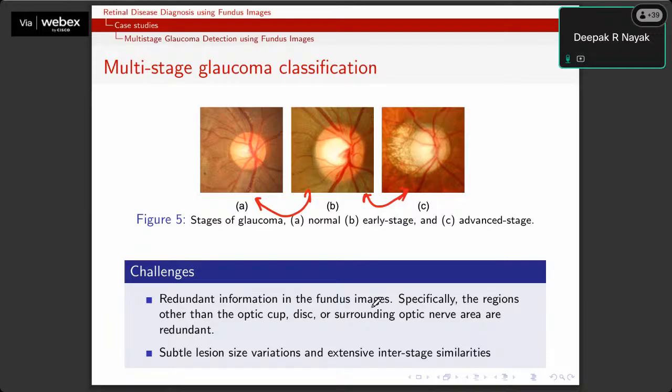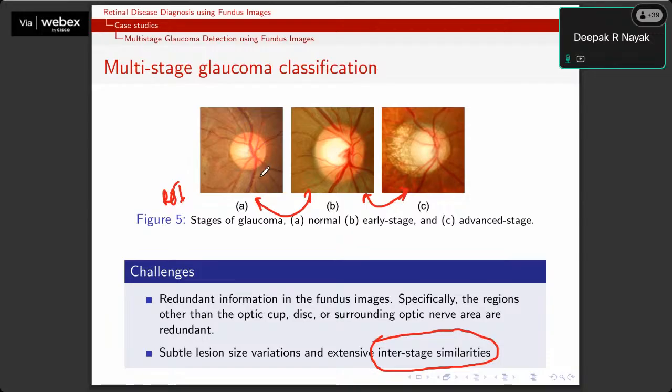We call it inter-stage similarities. And this sometimes creates problems in accurately classifying the images into early stage or advanced stage compared to the normal stage. At the same time, there is a lot of redundant information that you may find in the image. So in these images, first this particular portion has been identified, especially the optic cup and the optic disc region. These are some of the ROI images. The original images you've already seen, and these portions have been detected. These ROI images are really important for the detection of glaucoma.